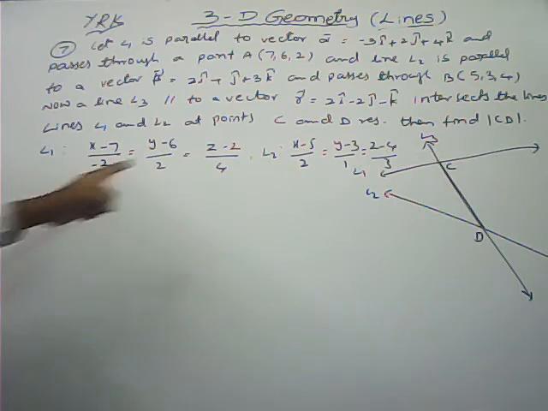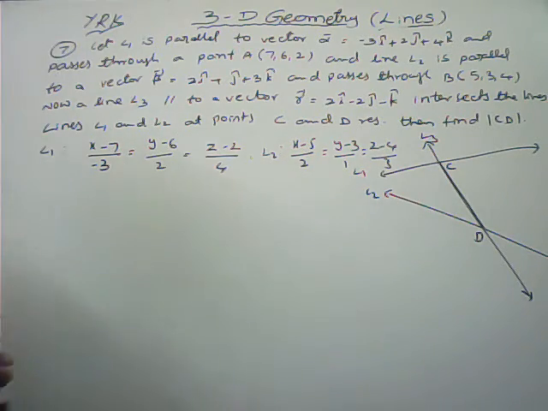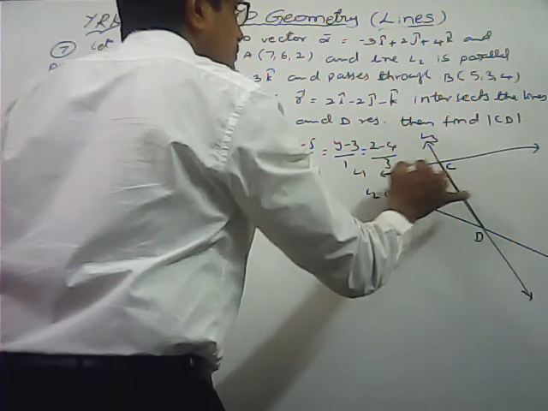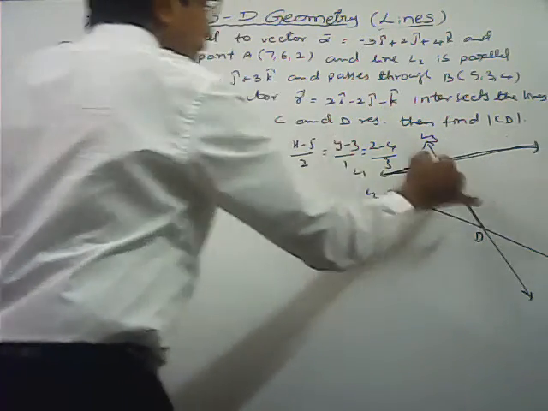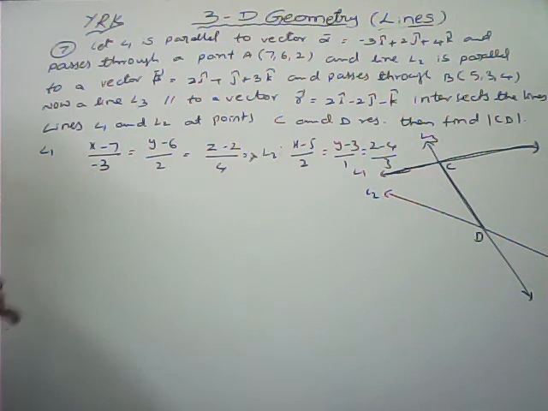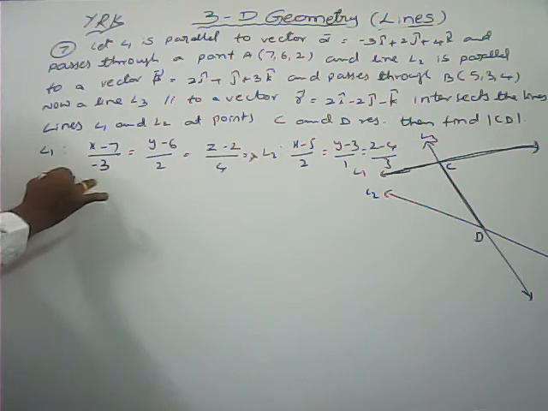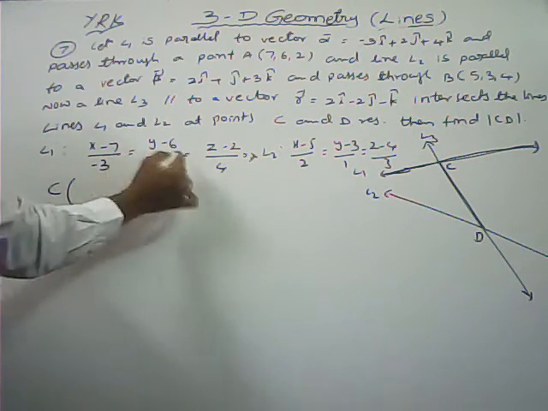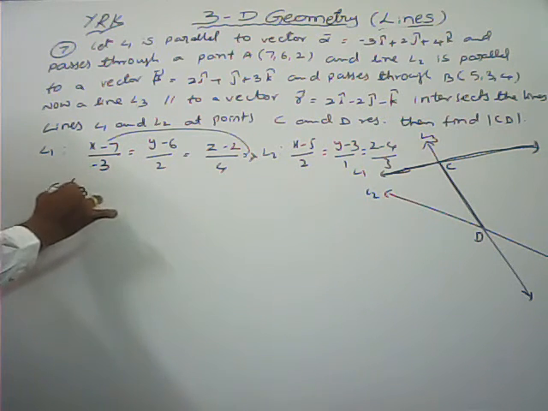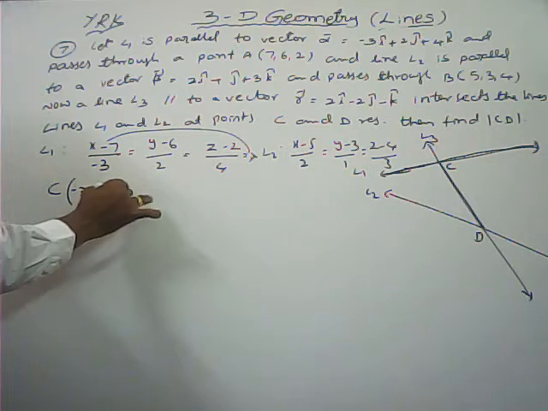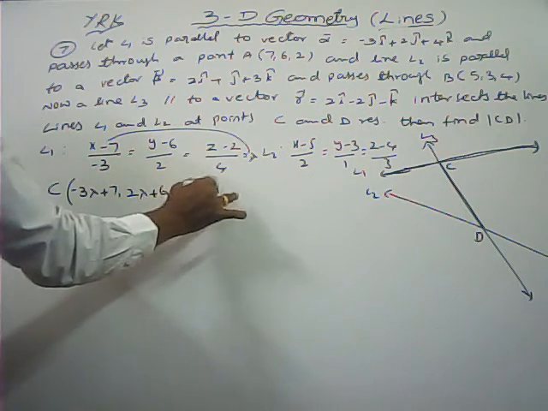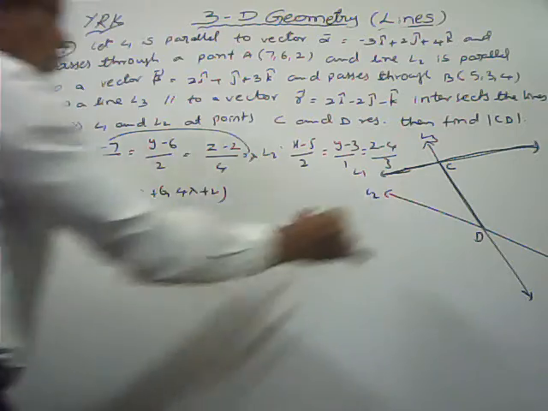Here both the lines L1 and L2 are given. Now I am taking a point C, any point on this line. This one I am equating to lambda. So what is the C point I am getting? If I equate this one to lambda, minus 3 lambda plus 7, 2 lambda plus 6, 4 lambda plus 2.